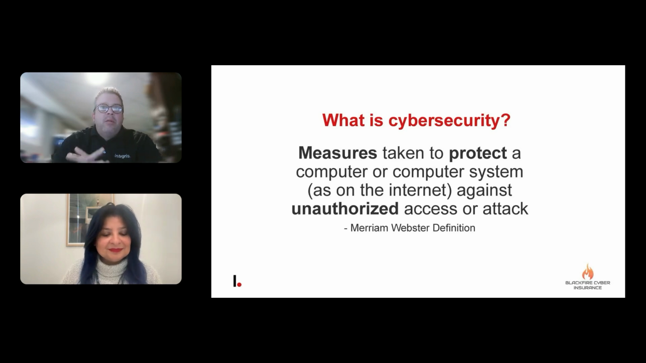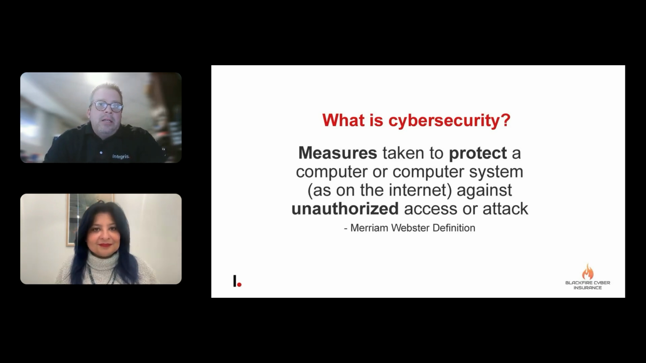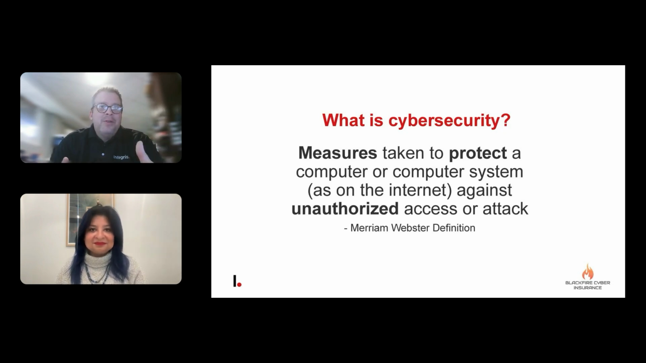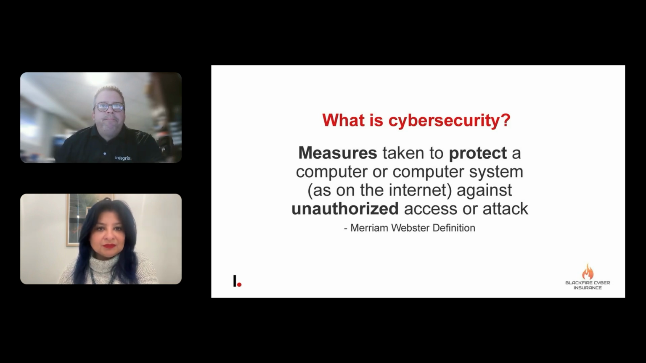Let's go to this slide. Let's make sure we define and understand what cybersecurity is. Cybersecurity are measures taken to protect a computer or computer system against unauthorized access or attack. That's pretty broad. There's a lot of things you could say about what cybersecurity is, but these measures we're talking about are layers. I'm going to use that term a little bit in a few minutes. They're layers of security that can help protect your network and help protect you as a personal user as well.